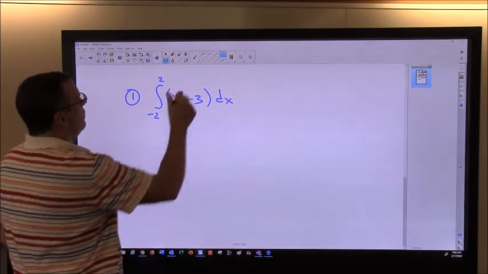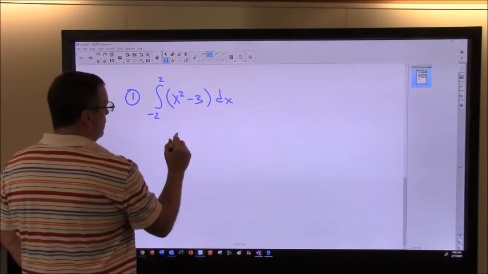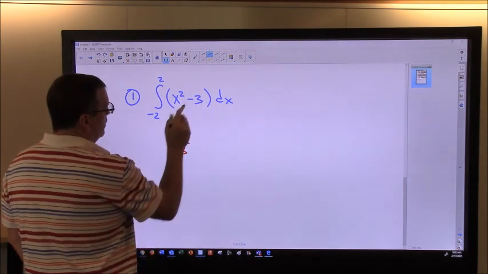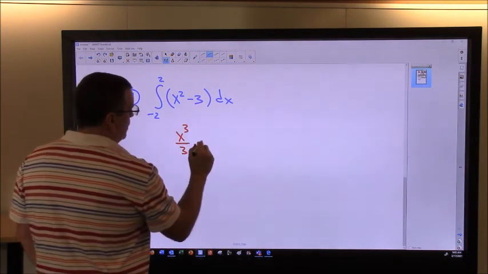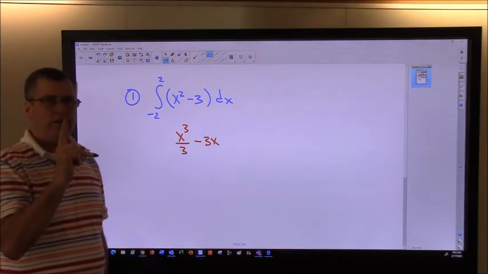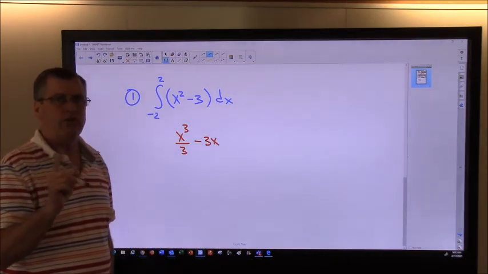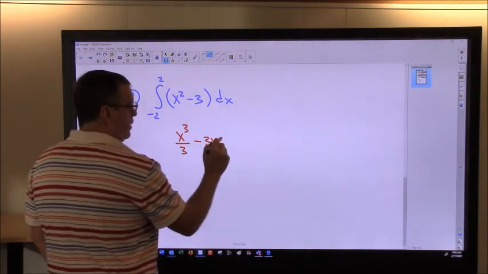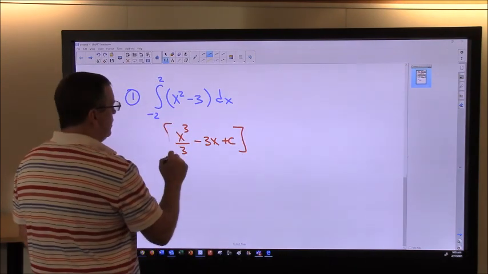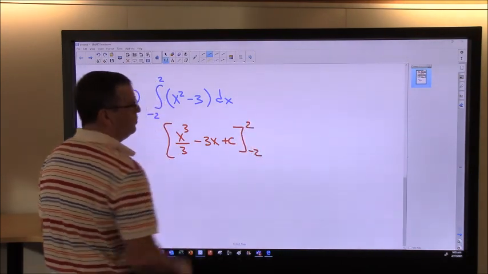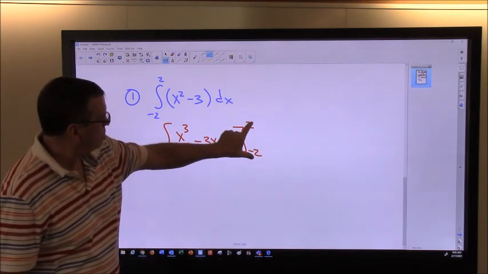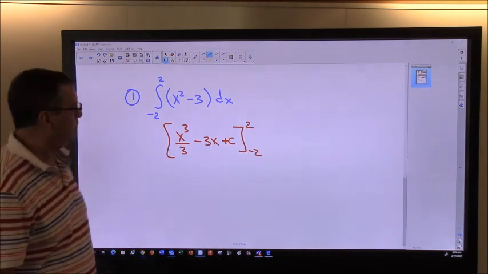So when I do an integral, I add 1 to the exponent, divide by the new exponent. This will be a -3x. And I'll do this one time, but I won't do this on any other problems. Normally we write in plus c, and then what we do is we evaluate this from -2 to 2. Okay? So whatever these boundaries are, we just write those next to the bracket right here.